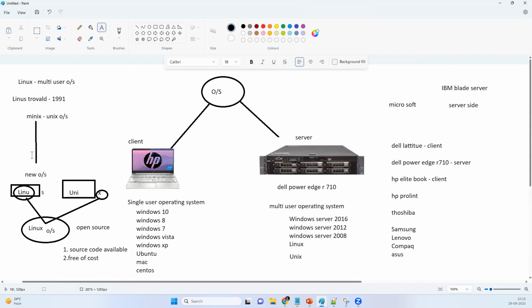Source code means, he developed the OS, right? How can he develop the OS? He developed the OS in whatever language, for example C language, and the software code he also released for free. It's free of cost. Guys, I will tell you tomorrow.